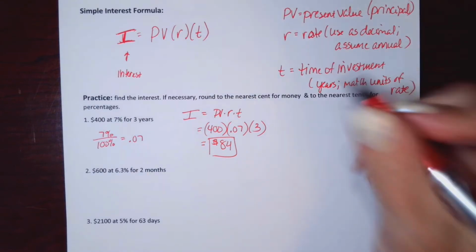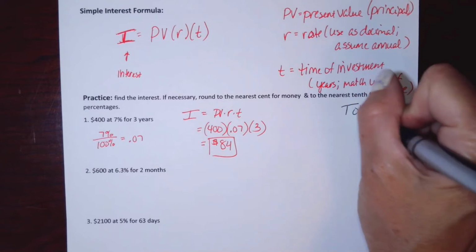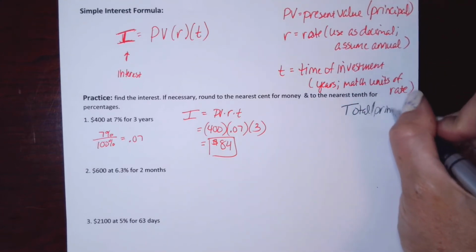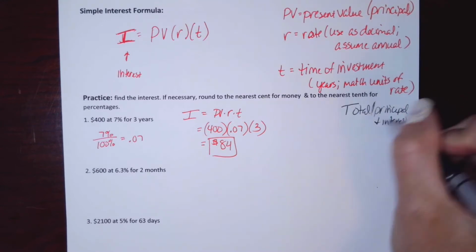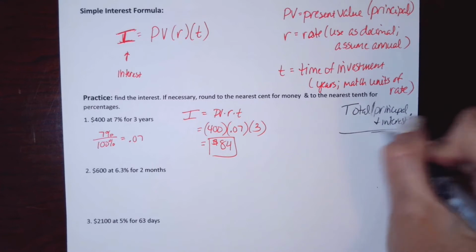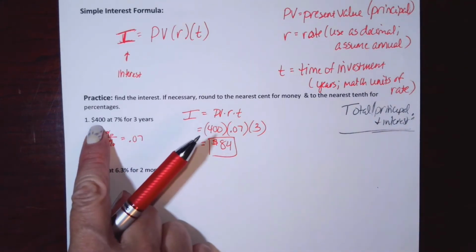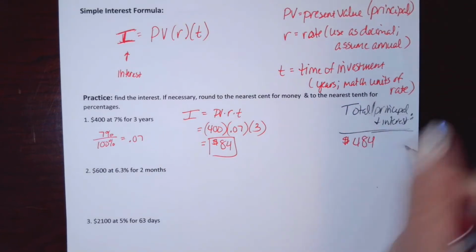Now what if I was also asked to find the total in the account? Let's add total principal and interest. The total in the account at the end of the term would be our principal and our interest. Well, we invested $400, we earned $84 in the interest, so our total is $484.